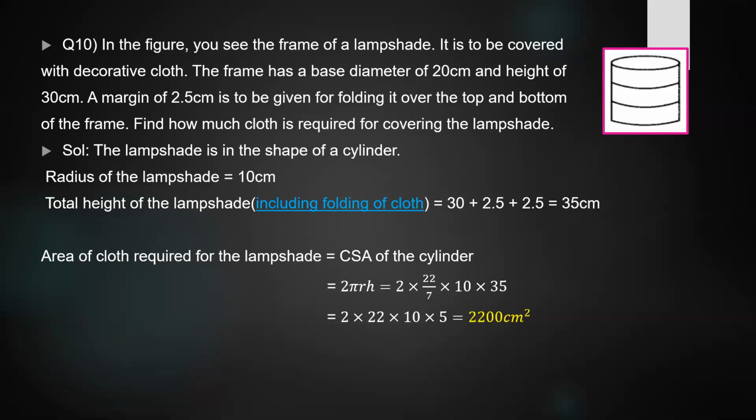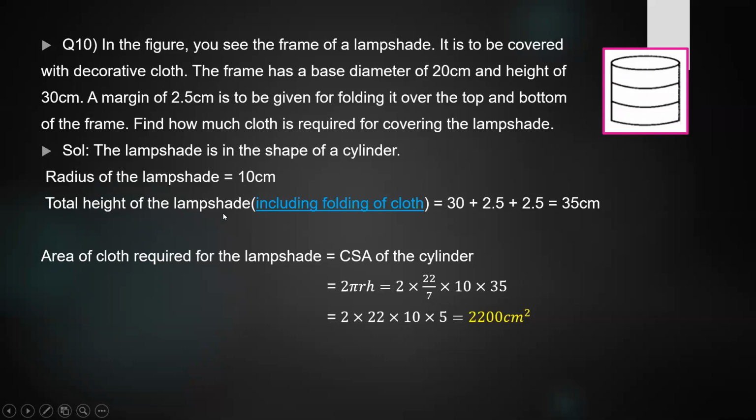for covering the lampshade. Now, as you can see in the figure, the lampshade is in the shape of a cylinder. Now, this is a real life example. If you can recall a lampshade, the lampshade does not have circles at the top and the bottom. The circles are open. So here, the radius of the lampshade is equal to 10 centimeters.